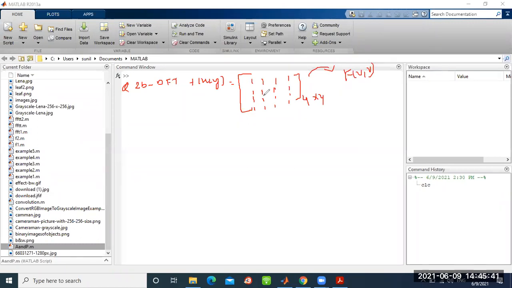So when you draw this image, it will be in white format. It will be 4 cross 4. Okay, all the values are 1, so it is a black and white image. So all the coordinates will be 1, or we can say white.